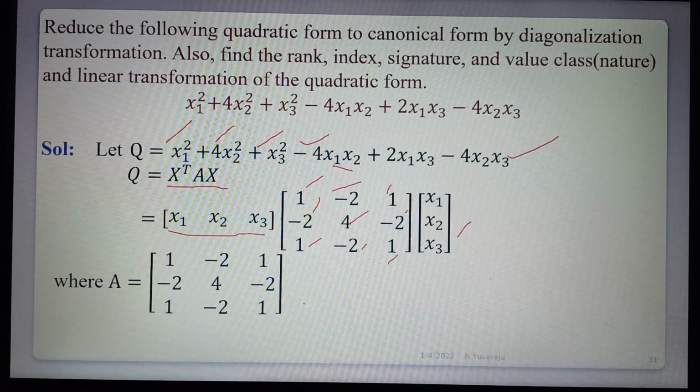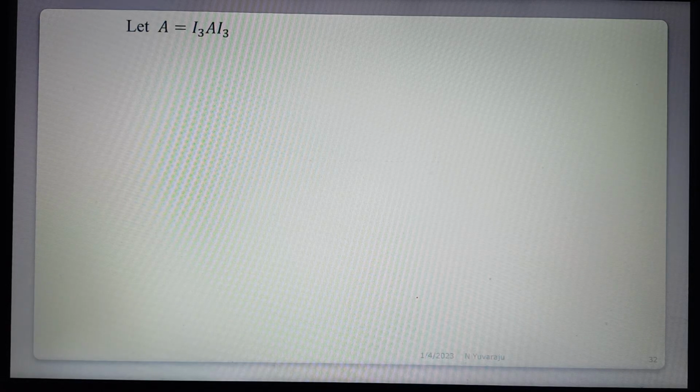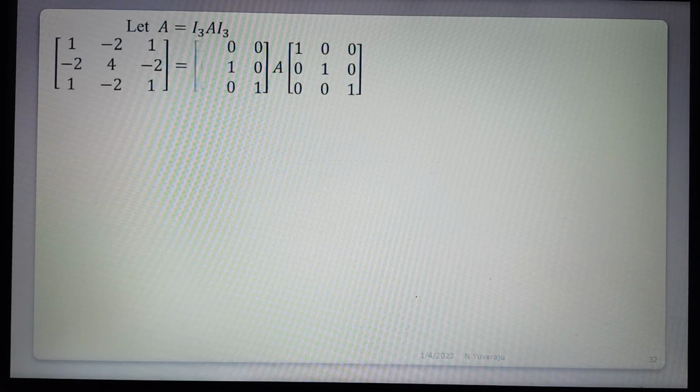Now, the procedure: we write matrix A as A = I A I. So A is equal to I3 A I3, that is, the given 3 by 3 matrix A with I3 on either side. Next, our aim is to convert this to row echelon form and column echelon form.